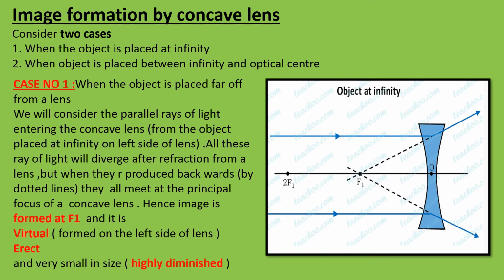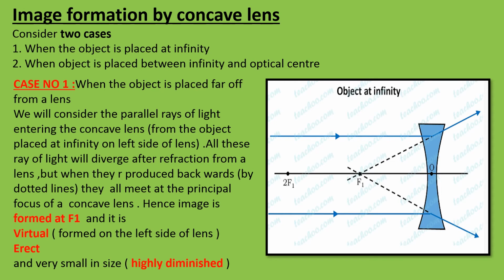We all know when the rays of light coming towards the lens from infinity are considered the parallel rays of light. So the parallel rays of light are entering the concave lens from the object which is placed at infinity. After refraction from a concave lens, these rays of light will diverge in a specific direction such that when they are produced backwards by dotted line, they'll all intersect at the principal focus of a concave lens. Hence, the image is formed at the principal focus of a concave lens.